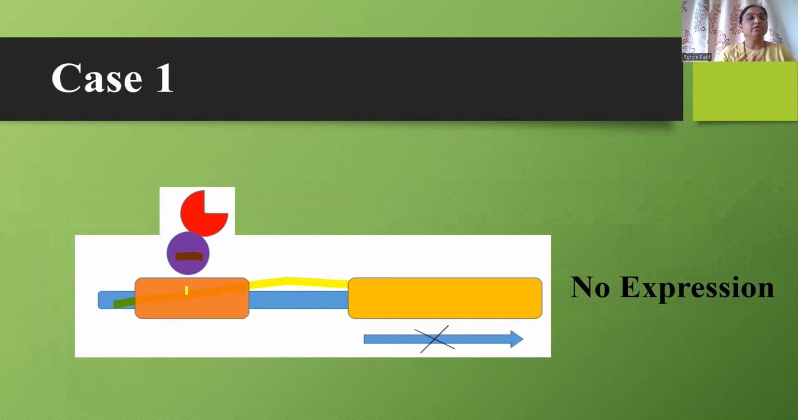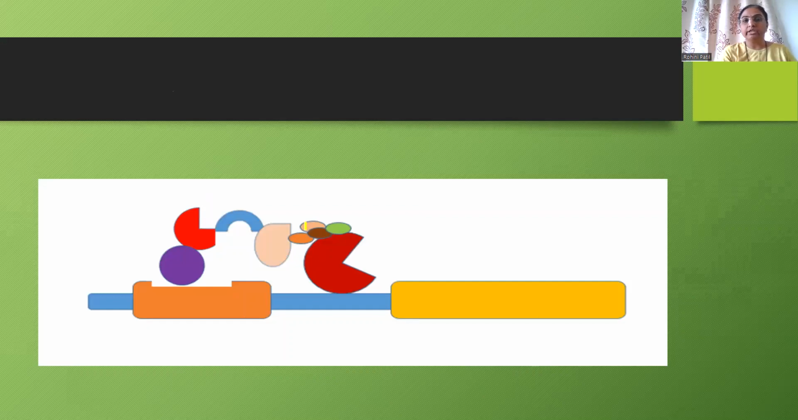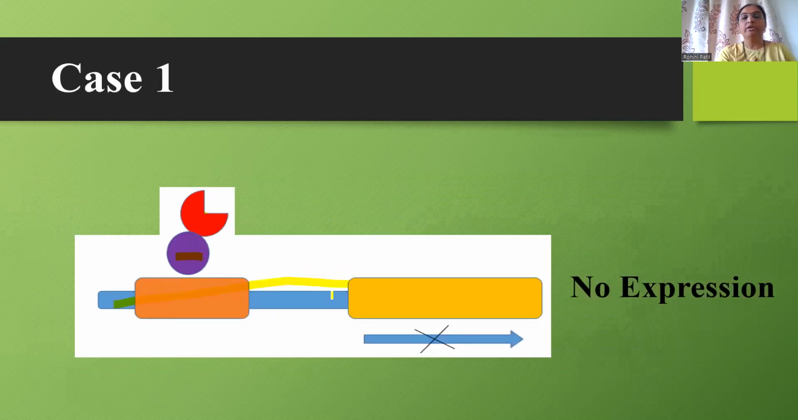But as there is no activating region, the activating region cannot interact with the transcription factor. So this interaction is going to be missed. The activating region interacting with the basal transcription apparatus and allowing the RNA polymerases to get loaded and allowing transcription is going to be missed when there is no activating region. That is, the DNA binding domain alone is not sufficient for the activation of the gene. So in case 1 you will find that there is no expression.